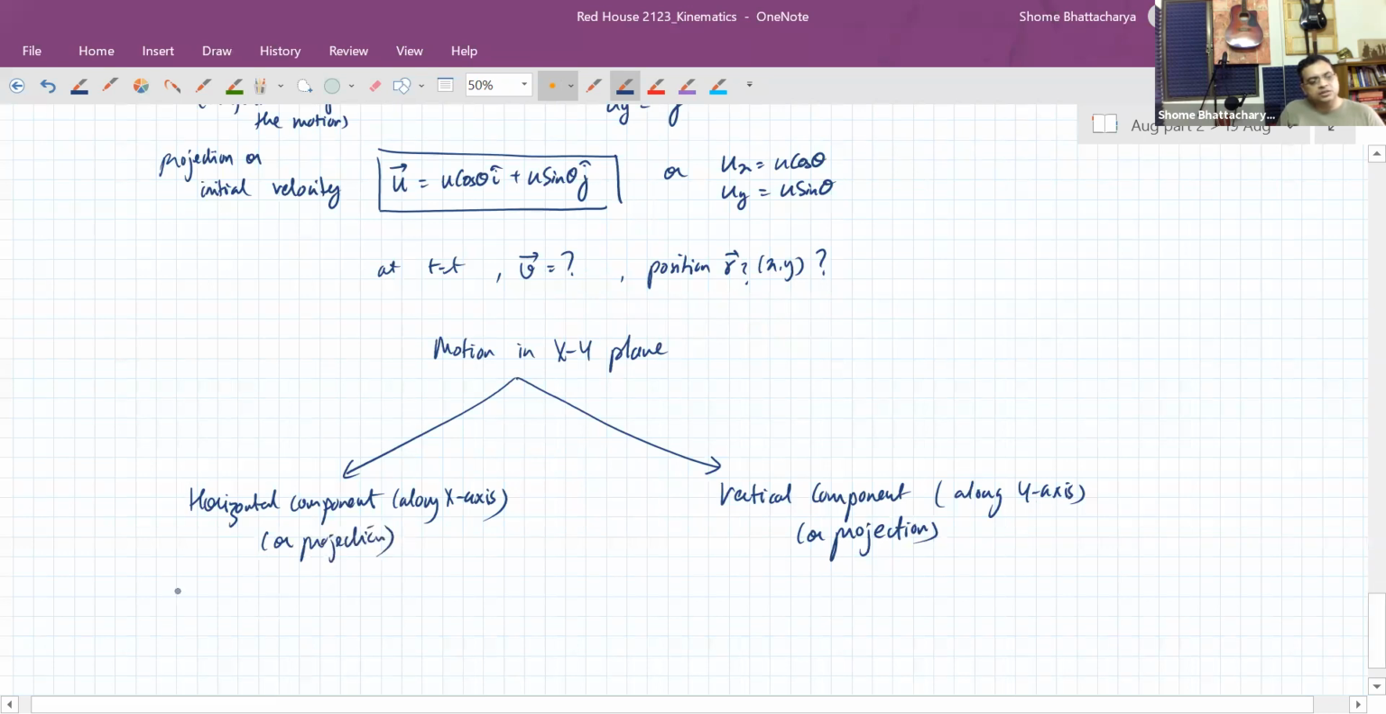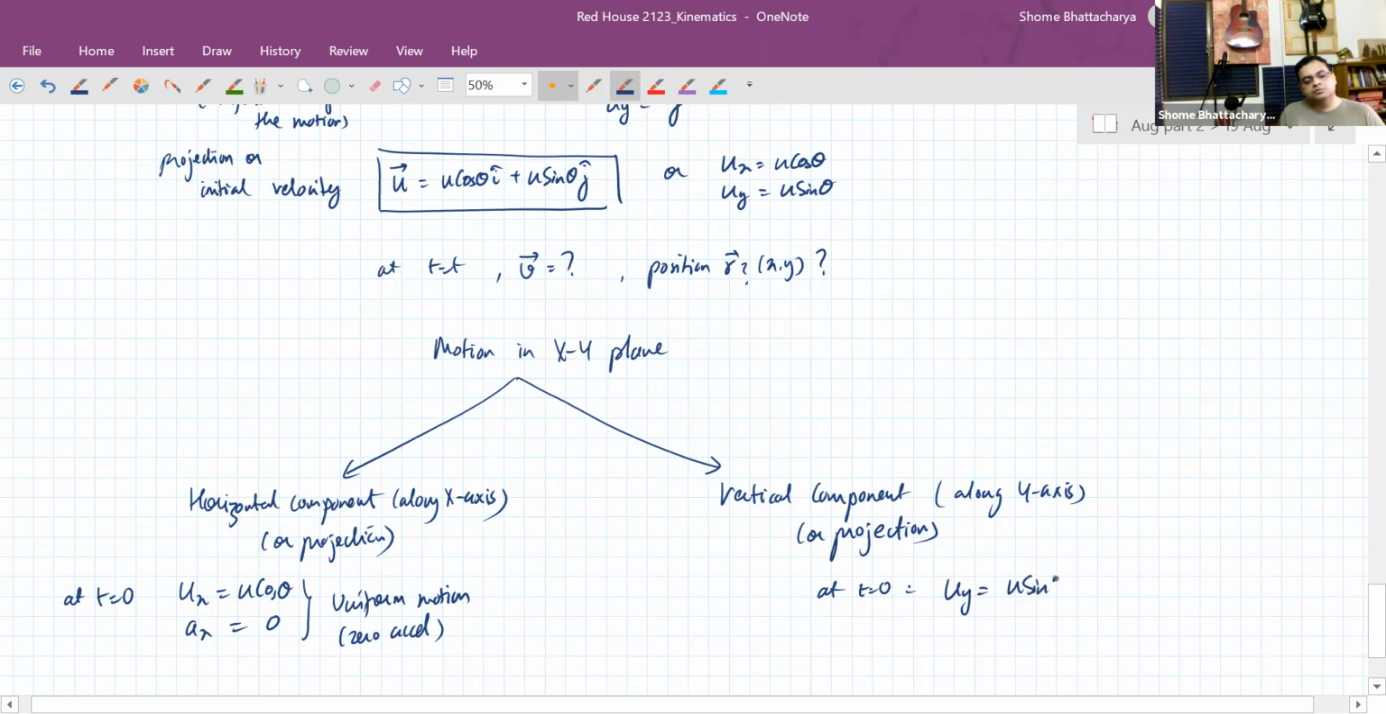Along the horizontal axis, what is happening? The initial velocity at t equal to 0 is u cos theta, and the acceleration is 0. So there is uniform motion happening, with zero acceleration. Whereas if you compare this with the vertical, at t equal to 0 the initial velocity was u sin theta upwards, so it's plus u sin theta, but the acceleration is minus g. So it's a case of uniformly accelerated motion, with the uniform acceleration equal to minus g.